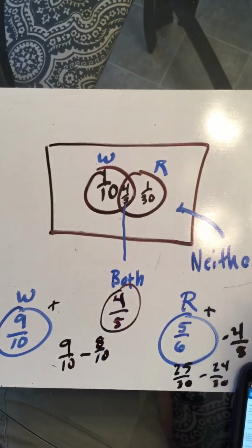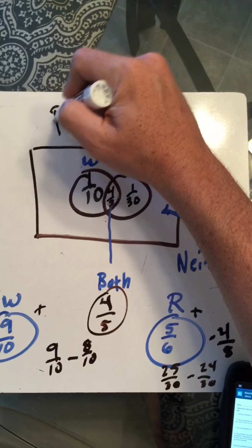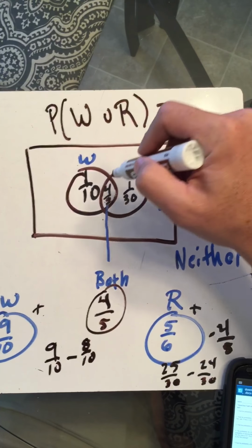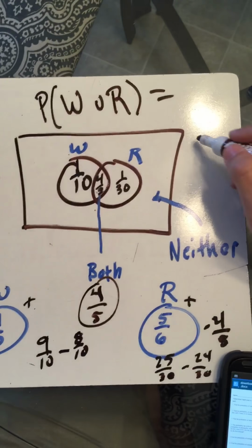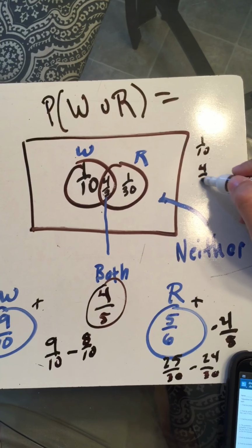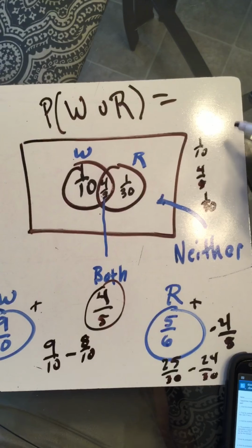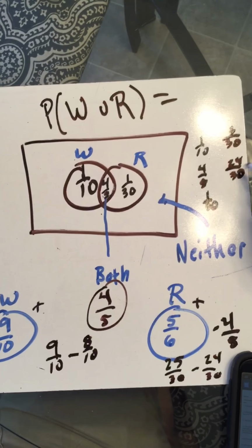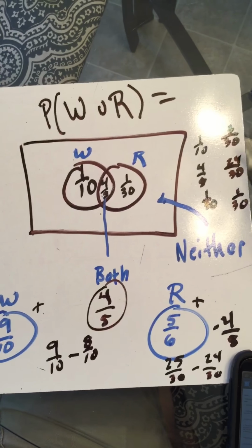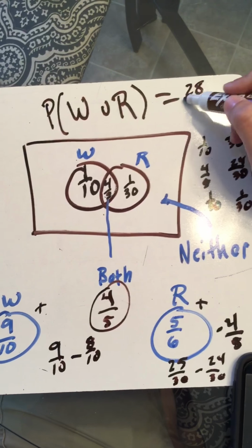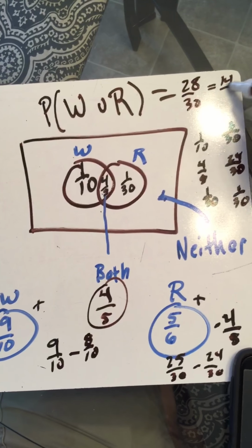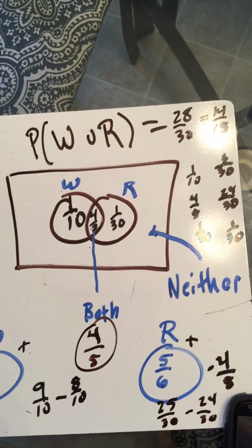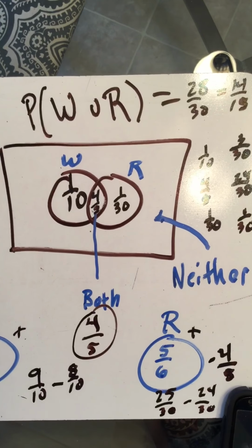So if I were to add all of this, the probability of getting W or R would be 1/10 plus 4/5 plus 1/30, all of which would have a common denominator of 30. And if you were to add that up, that would be 28 out of 30, or 14/15. But again, that's roughly about 93 to 94%. And that's the way that I would teach solving that.